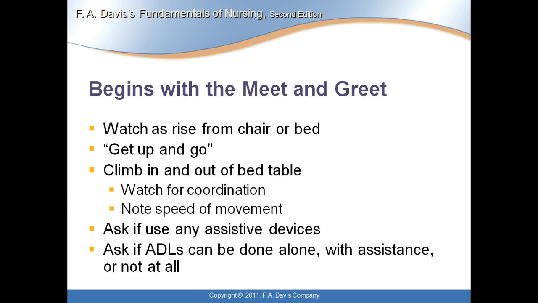All right, so your assessment begins with a meet and greet. So you watch them rise from the chair or the bed, or they get up and go. For this, you're assessing the patient for the first time. You don't know how they move, or can they move, or what assistive devices they actually need to move. So you're going to start with the conversation and ask them, how do you get up? Can you get up? Do you need me to help you go to the bathroom and get around the room? You're also going to assess for them climbing in and out of bed or using the bedside table. You're going to watch for coordination, and you're going to note their speed.